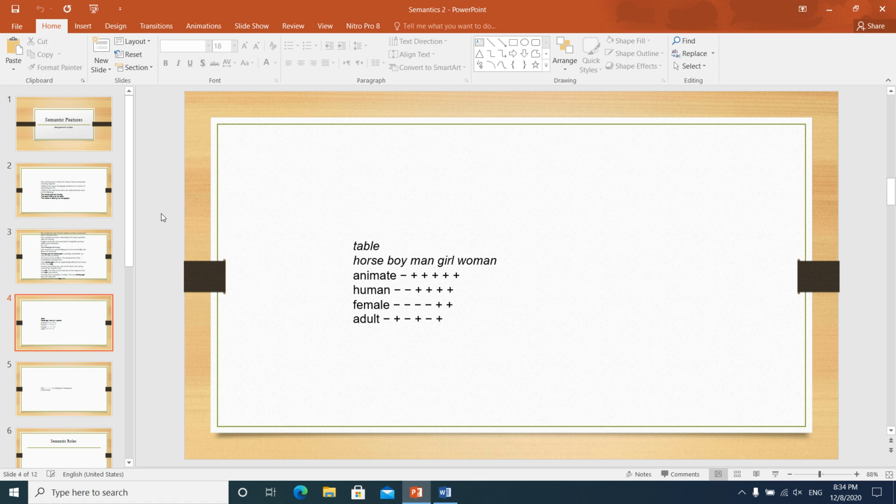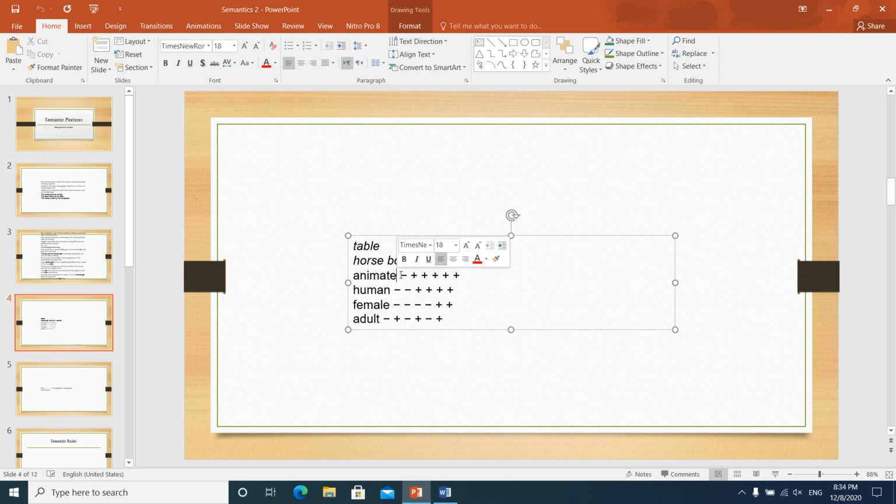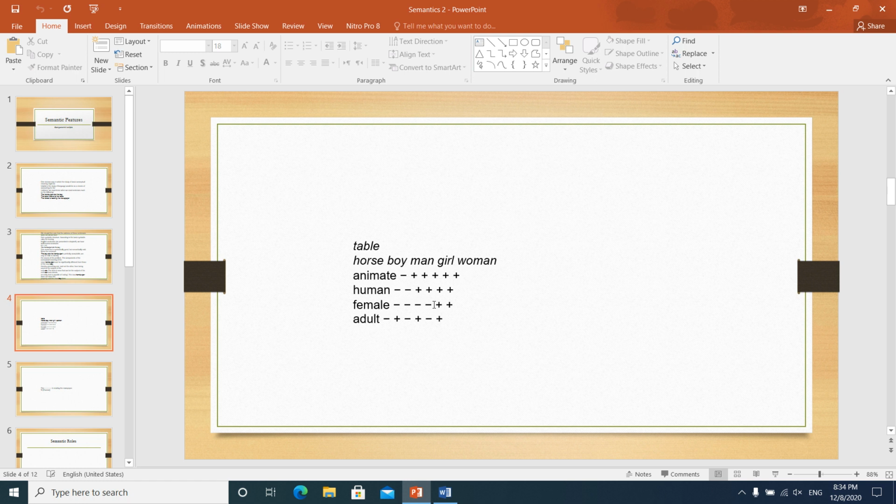Look at the features of these words: horse, boy, man, girl, woman. If the word is animate, it takes this symbol, plus. If it is not, it takes this symbol, minus. So we give these symbols to designate features. We use plus, minus. If the feature exists in the word, we give it plus. If the feature does not exist in the word, we give it minus.